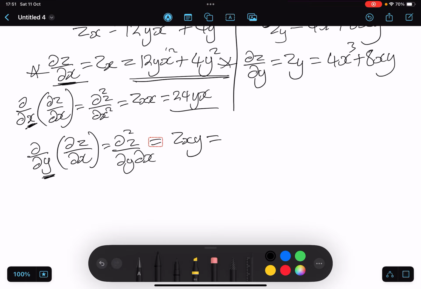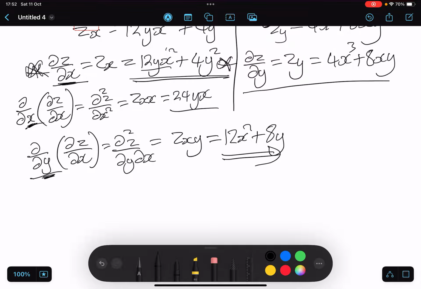Then coming back here, we are differentiating now with respect to y, which means x is a constant. The first term we are going to have is 12x squared, because we're differentiating with respect to y and x is a constant, plus the second term, differentiating with respect to y, is going to be 8y, because 4 times 2, then you minus 1. So this is zxy. So I've differentiated this one with respect to x and y.